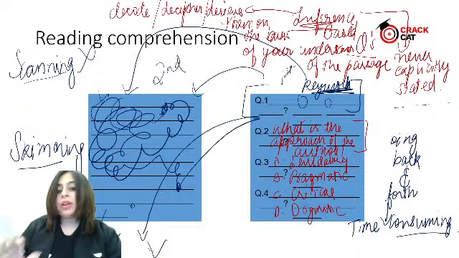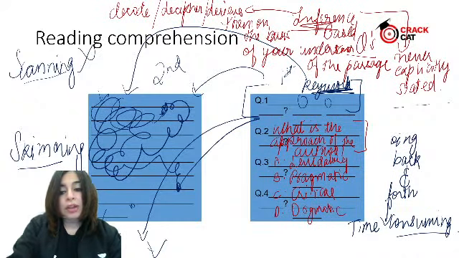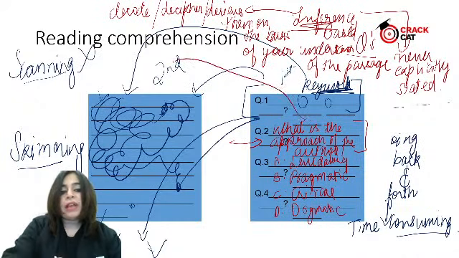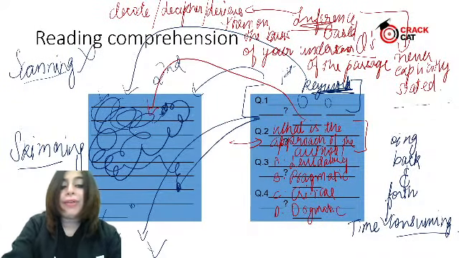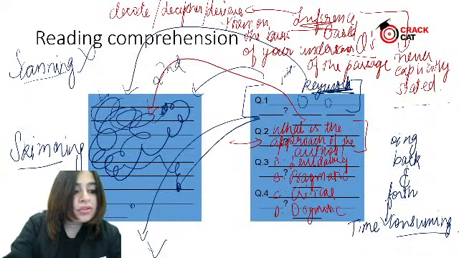So, the approach of the author is nowhere. Even if you read the question first and you go back to the passage, you're not going to find the answer in the passage, right?